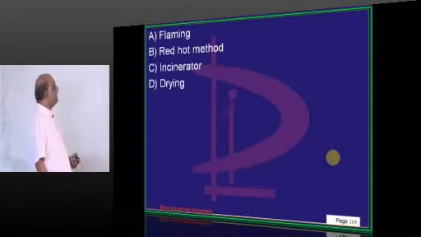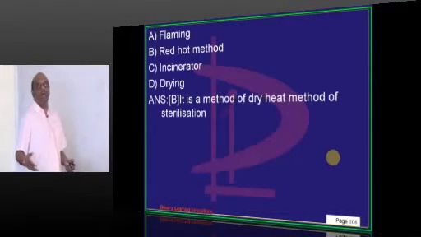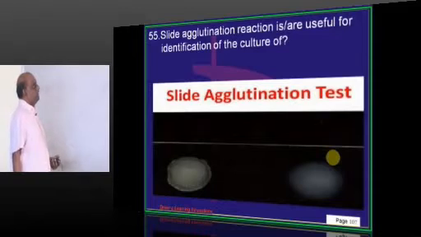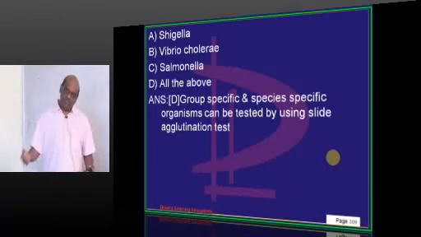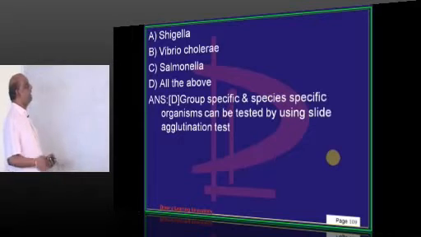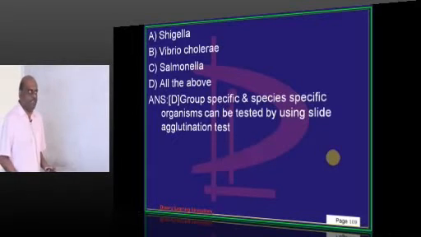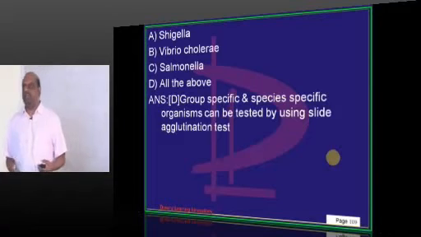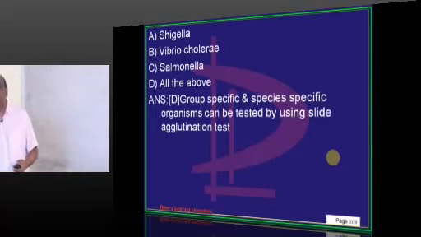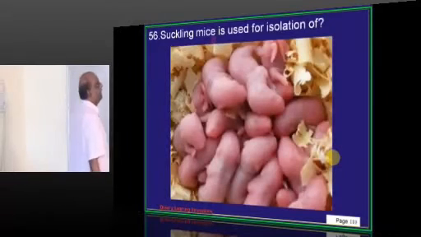What is this method of sterilization called? It is called the red hot method. Slide agglutination test is used basically for Salmonella, Vibrio cholerae, Shigella. You use group specific and species specific antisera. They can be tested by using the slide agglutination test, is what needs to be remembered.